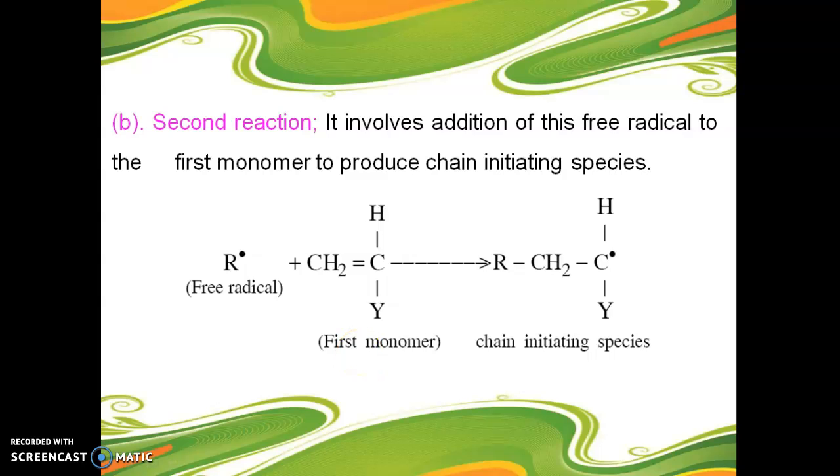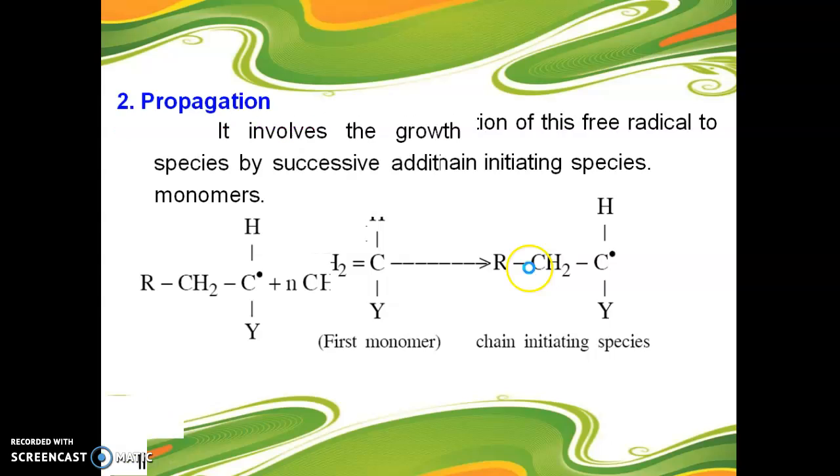The second reaction involves the addition of these free radicals to the first monomer to produce the chain initiating species. Here this free radical reacts with the monomer and forms the chain initiating species like this. It is formed at the double bond. One bond is broken and the electrons are split onto these two carbon atoms, and it combines with this R and forms the chain initiating species.